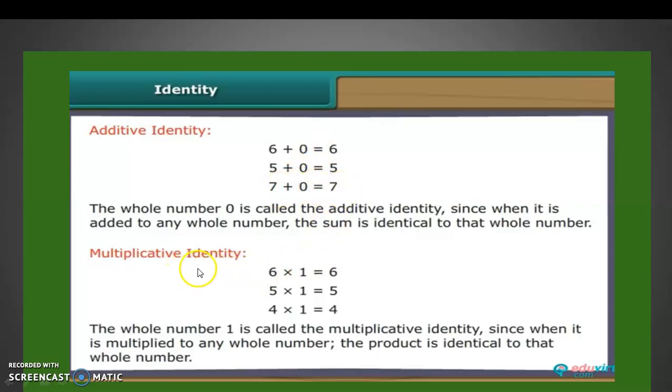Moving on to the multiplicative identity. If we multiply any whole number by 1, the answer remains the same. So 1 is the multiplicative identity.